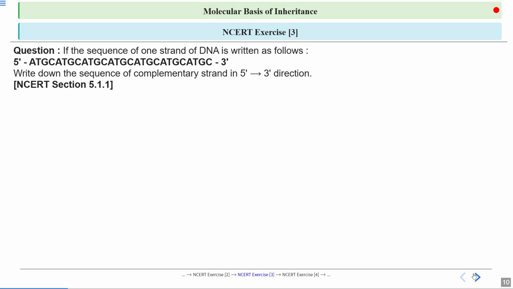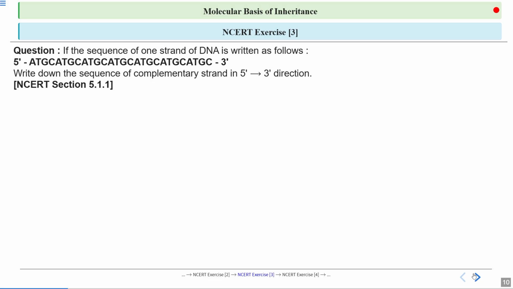Next question says, this is NCERT exercise 3. The question is very simple. They have given us a sequence of one strand of DNA. It says, if the sequence of one strand of DNA is written as follows, they have given a strand from which direction? 5' to 3' direction. But now let's see the question. What is the question? Write down the sequence of the complementary strand in 5' to 3' direction.